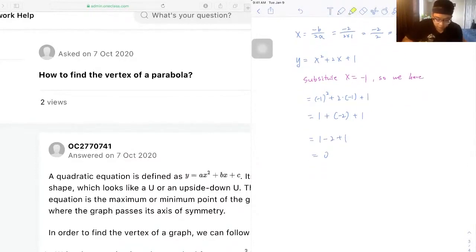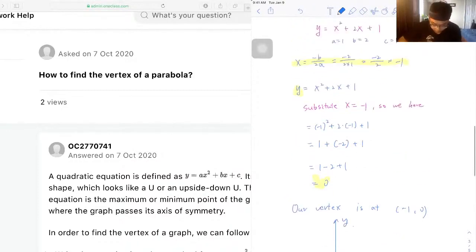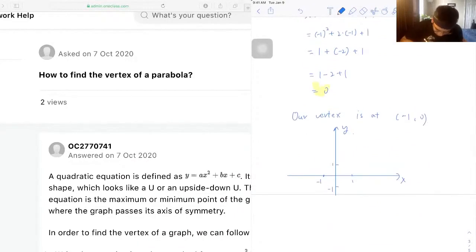Therefore, since we got the value of the x coordinate and the value for the y coordinate, our vertex is at negative 1, 0. And if we want to represent that on a graph, we should plot negative 1, 1, negative 1, the x-axis and y-axis. Yeah, so it should be something that looks like this. Right, and here is our vertex.